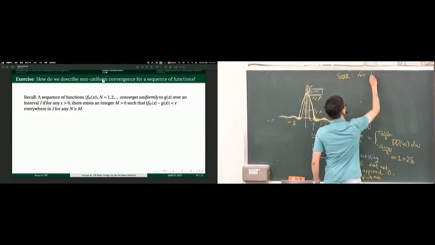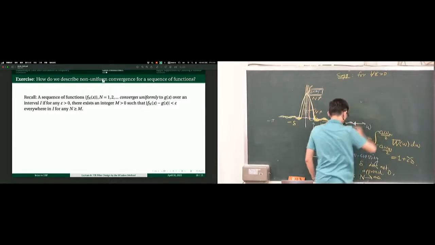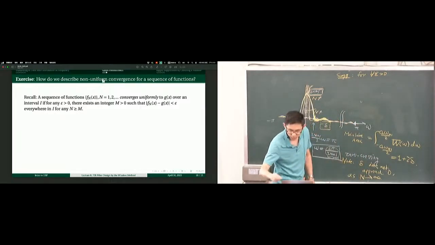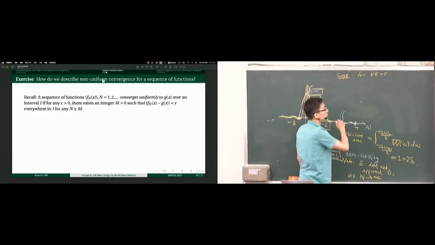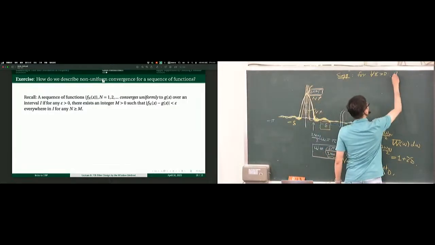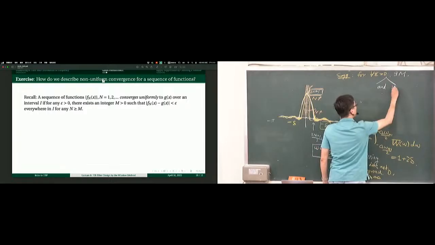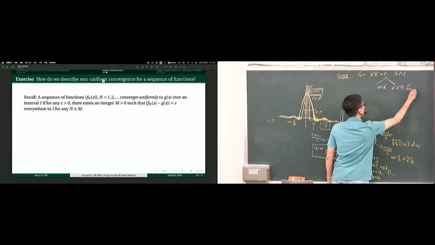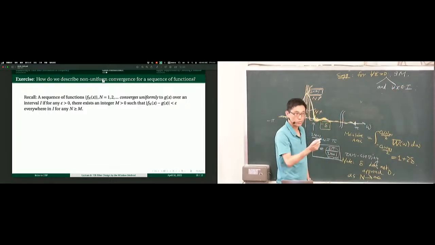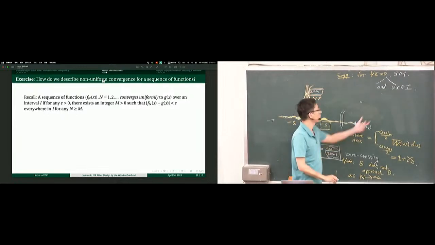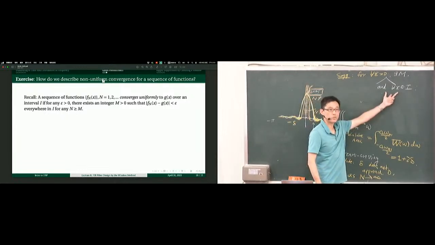For any epsilon greater than 0, let me just use the white chalk. For any epsilon greater than 0, there exists M. So it should be, yeah, let's put and any x in I. Yeah, that's what you mean. Yeah, you can move this clause, this description right here.